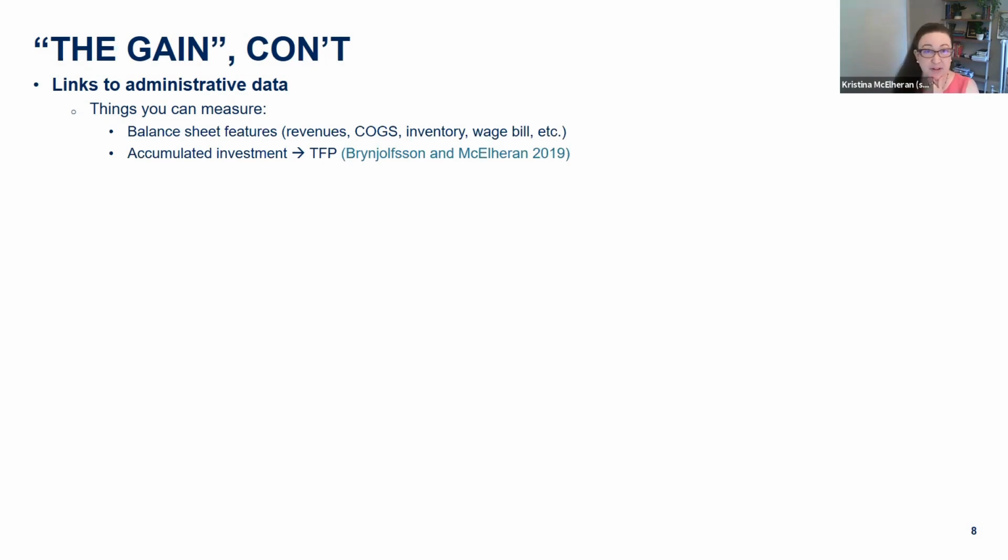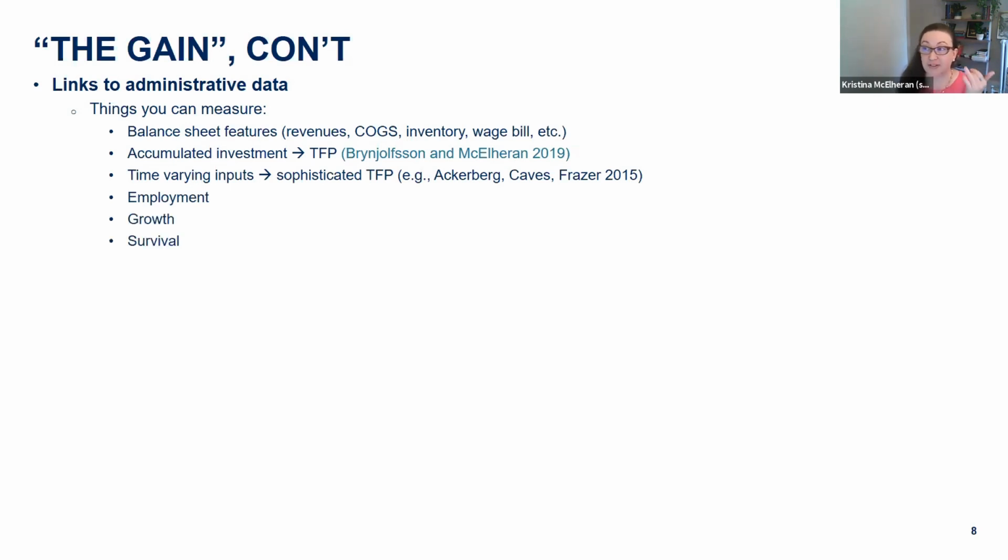So this is an example of how we've used the census data. We can look at accumulated investment and capital expenditure. That's what you need to really get a total factor productivity and to really look at the stocks of things that firms can use in their production function. So Eric and I did this in our 2019 working paper that's under review right now. We get all these time-varying inputs. So you can do some cool econometric stuff with, say, Ackerberg, Caves, Frazer, some of these new techniques for production function estimation. We get to see employment, growth, and survival.